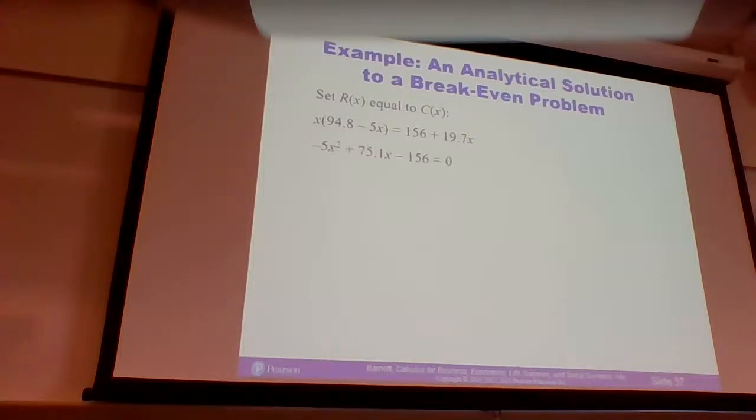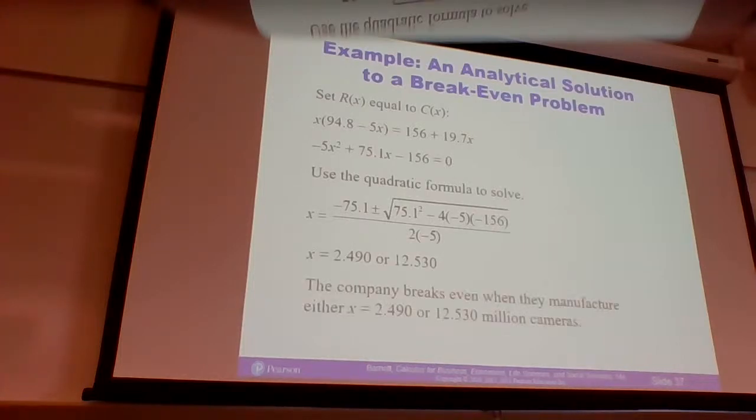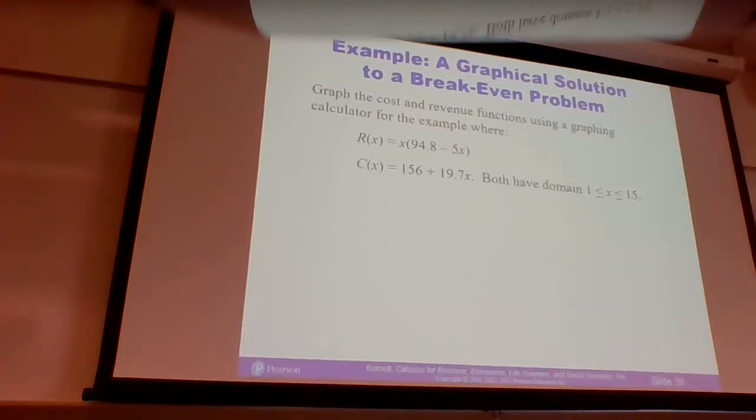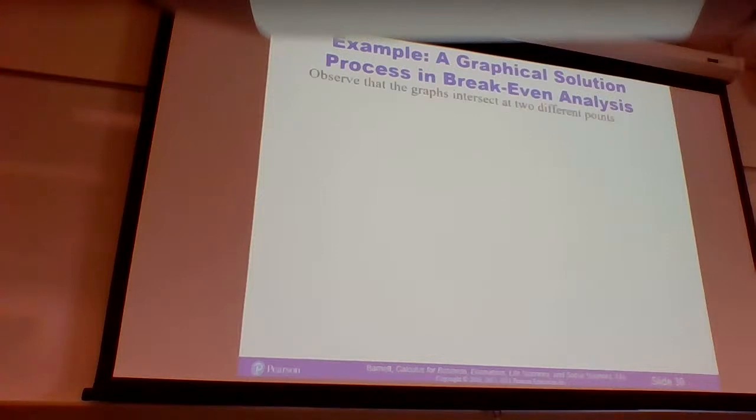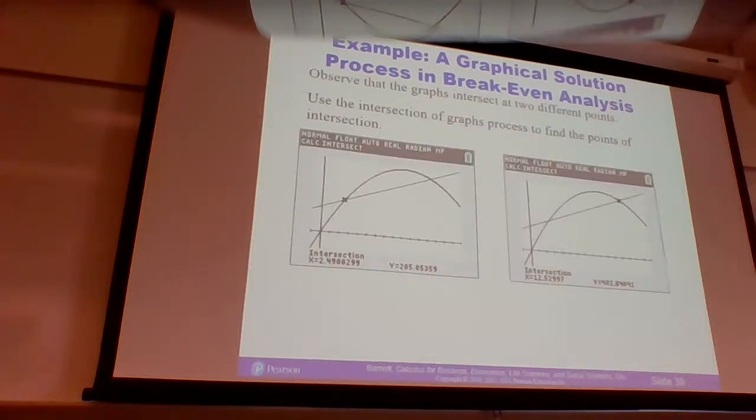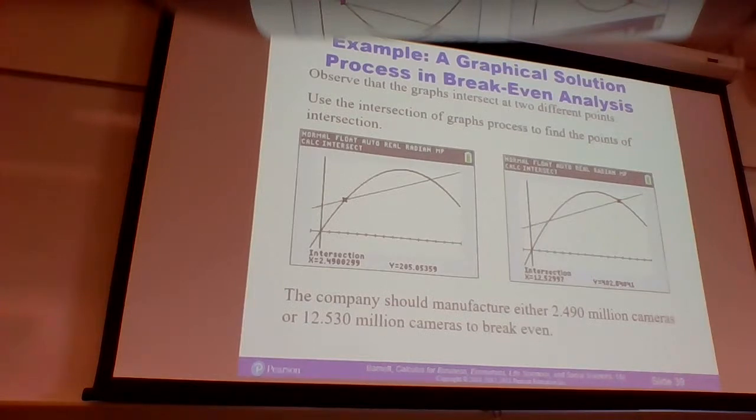So we set all this up. We set equal to 0. We did quadratic formula. We worked it all out. And we're able to do it in the calculator as well. Okay? We found the two intersections. The company should manufacture either 2.49 million cameras or 12.53 million cameras to break even. Anything between those would make money. Your revenue would be above your cost.